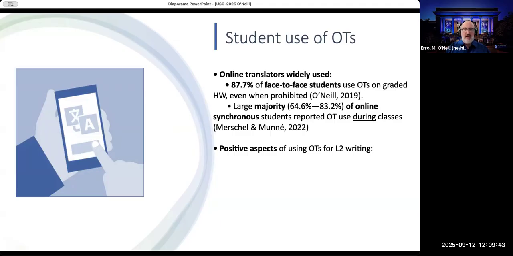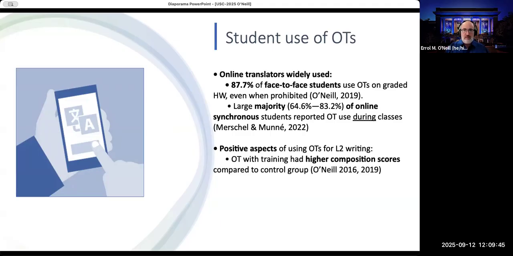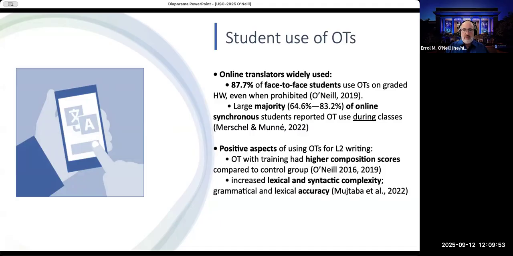There are some positive aspects to using online translators. A study that I did found that students had higher composition scores when they were able to use an online translator. Another study found lexical and syntactic complexity increased, as did accuracy. A more recent study found that students had improved vocabulary retention after using the online translator. So there can be something in terms of their language acquisition that's helpful if they're using an online translator.